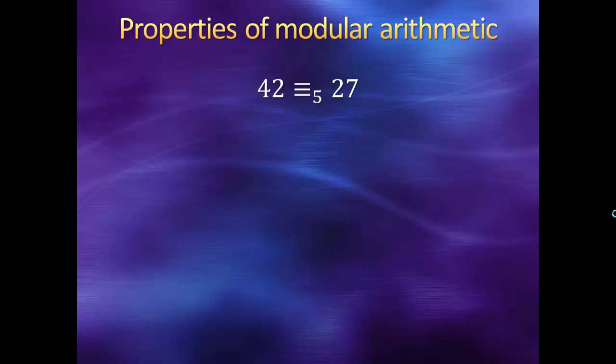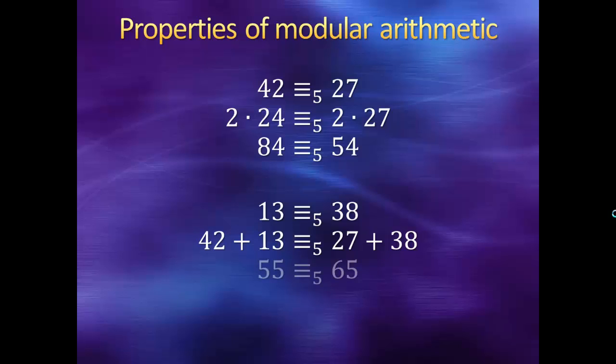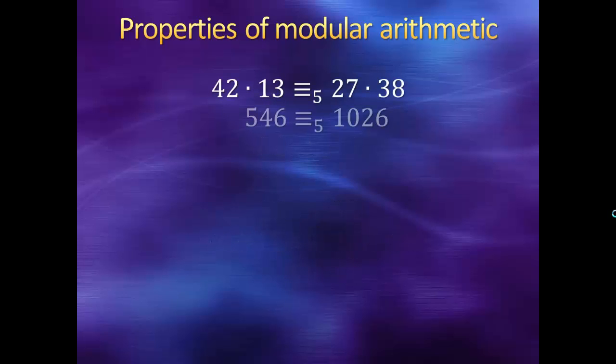We know that 42 is congruent to 27 mod 5. So what if we double both of them? We'll have 84 and 54, both of which have a remainder of 4 when divided by 5. Now, we can also easily verify that 13 is congruent to 38 mod 5. So let's combine these congruences. First of all, adding them, we have 42 plus 13 equals 55, and 27 plus 38 equals 65. Both of these have a remainder of 0 when divided by 5. Second of all, multiplying them, we have 42 times 13 equals 546, and 27 times 38 equals 1026, both of which have a remainder of 1 when divided by 5.